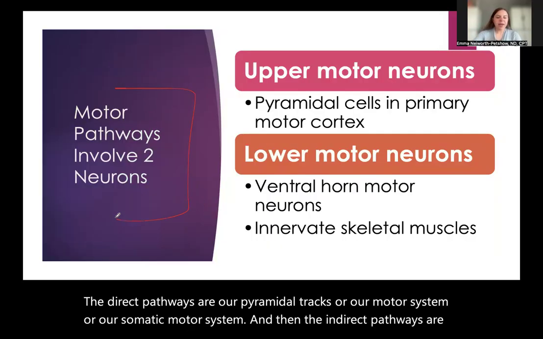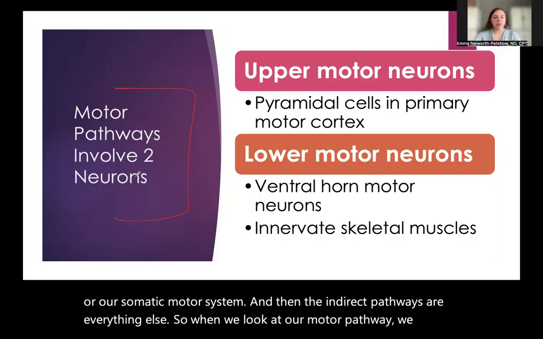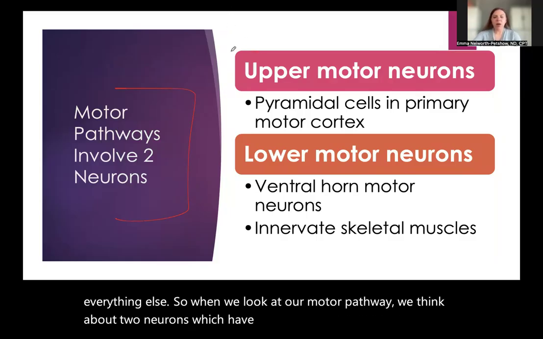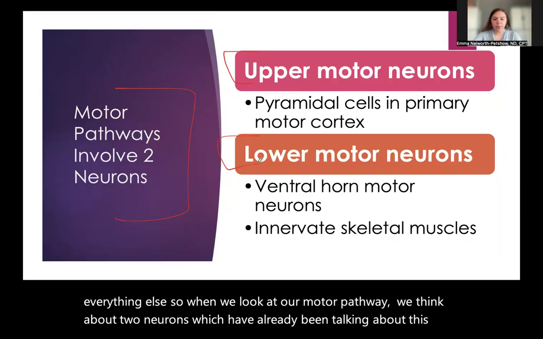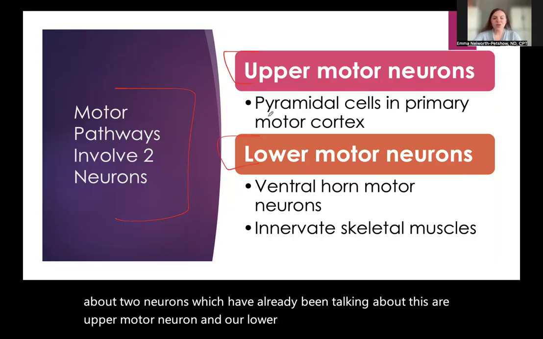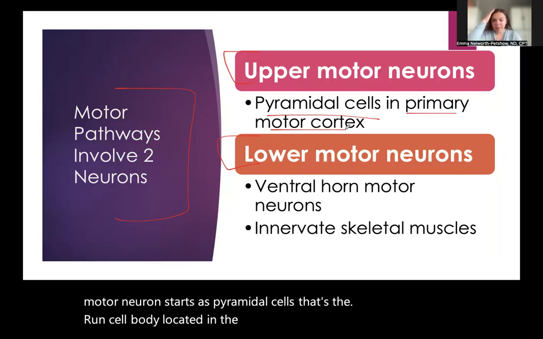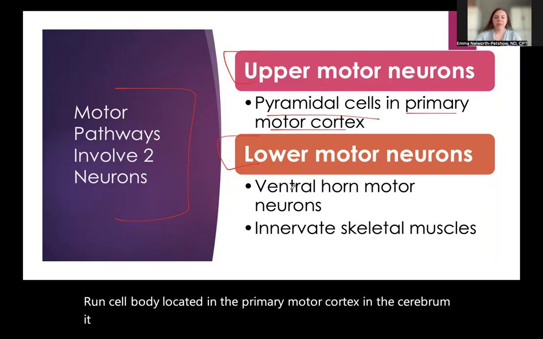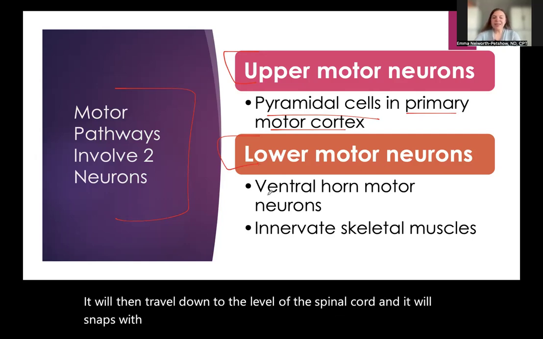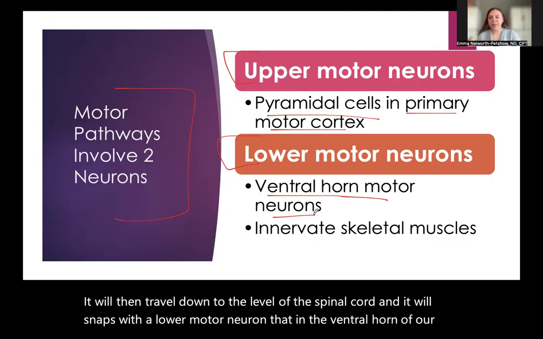So when we look at our motor pathway, we think about two neurons, which I've already been talking about: our upper motor neuron and our lower motor neuron. Our upper motor neuron starts as pyramidal cells. That's the neuron cell body located in the primary motor cortex in the cerebrum. It will then travel down to the level of the spinal cord and synapse with a lower motor neuron in the ventral horn of our spinal cord.